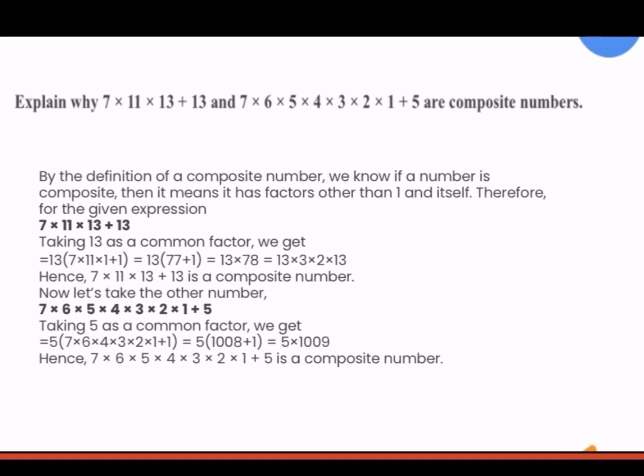A composite number should have more than one factor. So here it's more than one, so it's a composite number. Again in this we can take 5 as common, and multiplying it will be 1008 plus 1, because we have to substitute the other number. So it will be 5 into 1009. So both of them are composite numbers.